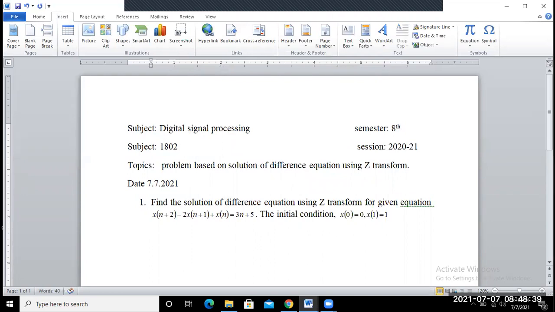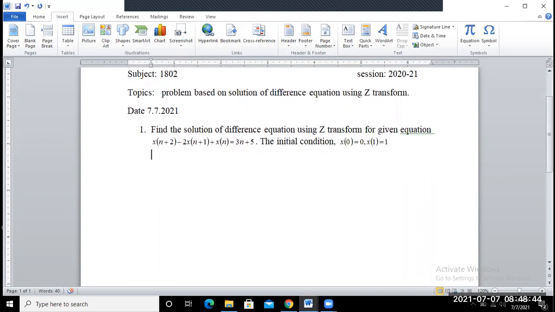Now we will try to solve this problem. As we discussed in the previous class, if the Z transform of x(n) is X(z), then the Z transform of x(n+1) is z times X(z) minus x0, and the Z transform of x(n+2) is z square X(z) minus z square x0 minus x1 z to the power minus 1.